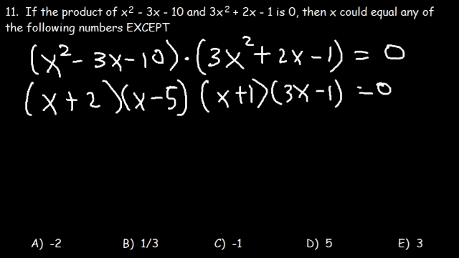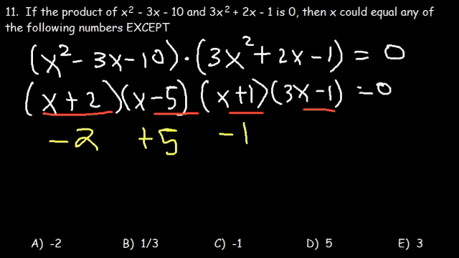So now we can solve for x. So we can set each factor equal to 0. If we set x plus 2 equal to 0, x will equal negative 2. All you need to do is reverse the sign. If x minus 5 is equal to 0, then x is equal to positive 5. And for this one, it's negative 1.